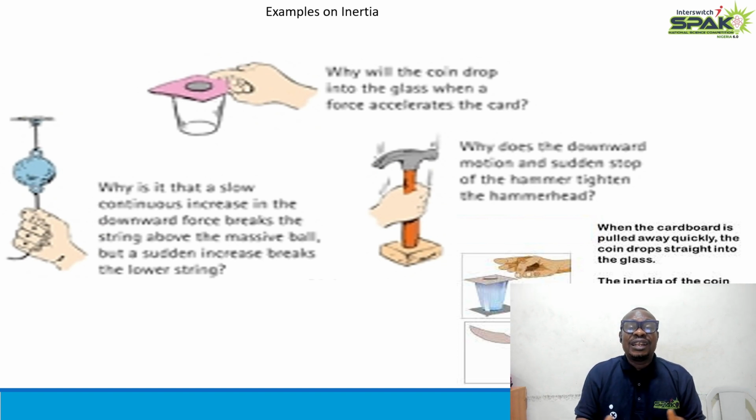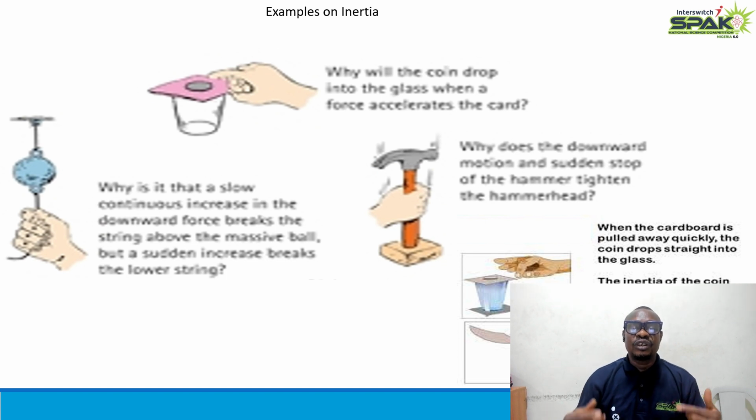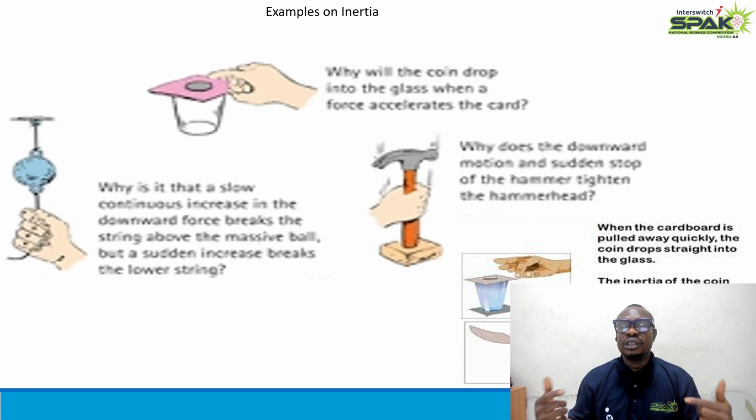So we can simply say that there is a link between this concept of inertia and Newton's first law of motion. Most often we refer to Newton's first law of motion as the law of inertia. Both have to do with a body remaining at rest, or moving at a uniform speed along a straight line, unless an external force is applied on that body.